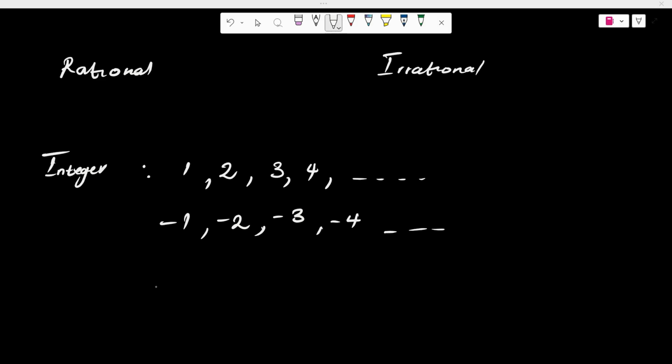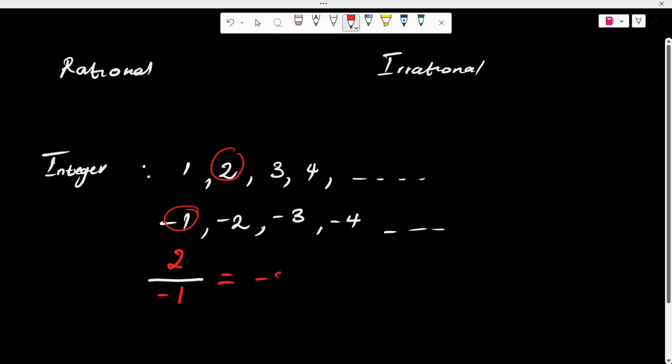So a rational number is a number that can be written as a ratio of two integers. Let's take two integers, for example, 2 and negative 1. So let's say it's 2 here, -1 here. This makes a rational number, I'm sorry. And an answer to this is -2. So this is a rational number, as long as it can be written as a fraction.